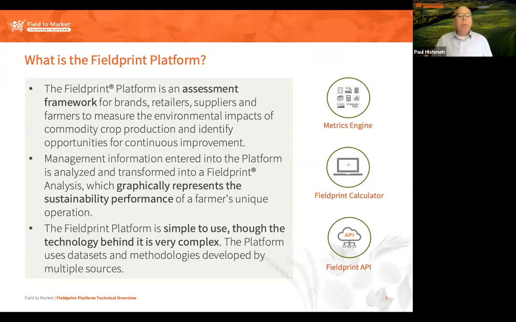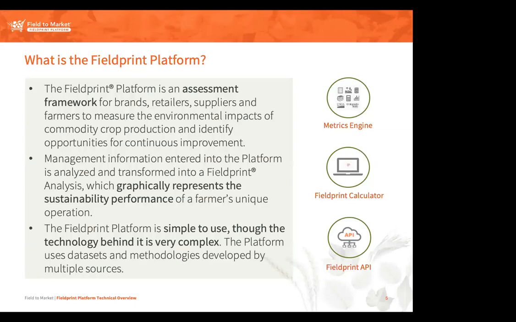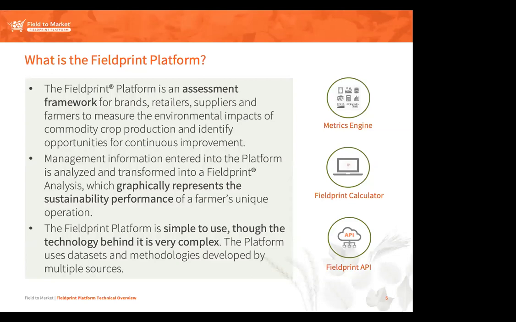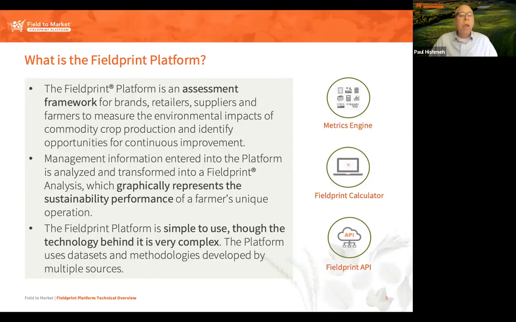So we talk about the platform. It is our assessment framework for the supply chain to look at continuous improvement. In a nutshell, management information for a grower is inputted into that platform to generate a sustainability performance score for them, graphical representation, but also tabular data, which we'll touch on a little bit. It is generally simple in concept, although there's a lot of complexity behind the scene, some of which I wanted to share today. There's also a lot of involvement from outside sources, the data that we use and methodologies and so forth from different sources.